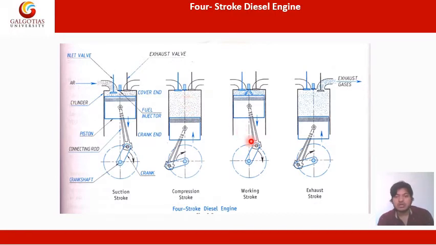The third stroke is the working stroke. It is written so because it is the main stroke, and it is also known as the power stroke. In this, upon the complete compression of this air fuel mixture, it will reach its self ignition temperature, and this mixture will burn out. It will produce a lot of energy, so the piston will move in the downward direction. It will rotate this connecting rod and this crankshaft. So this is known as the power stroke or working stroke.